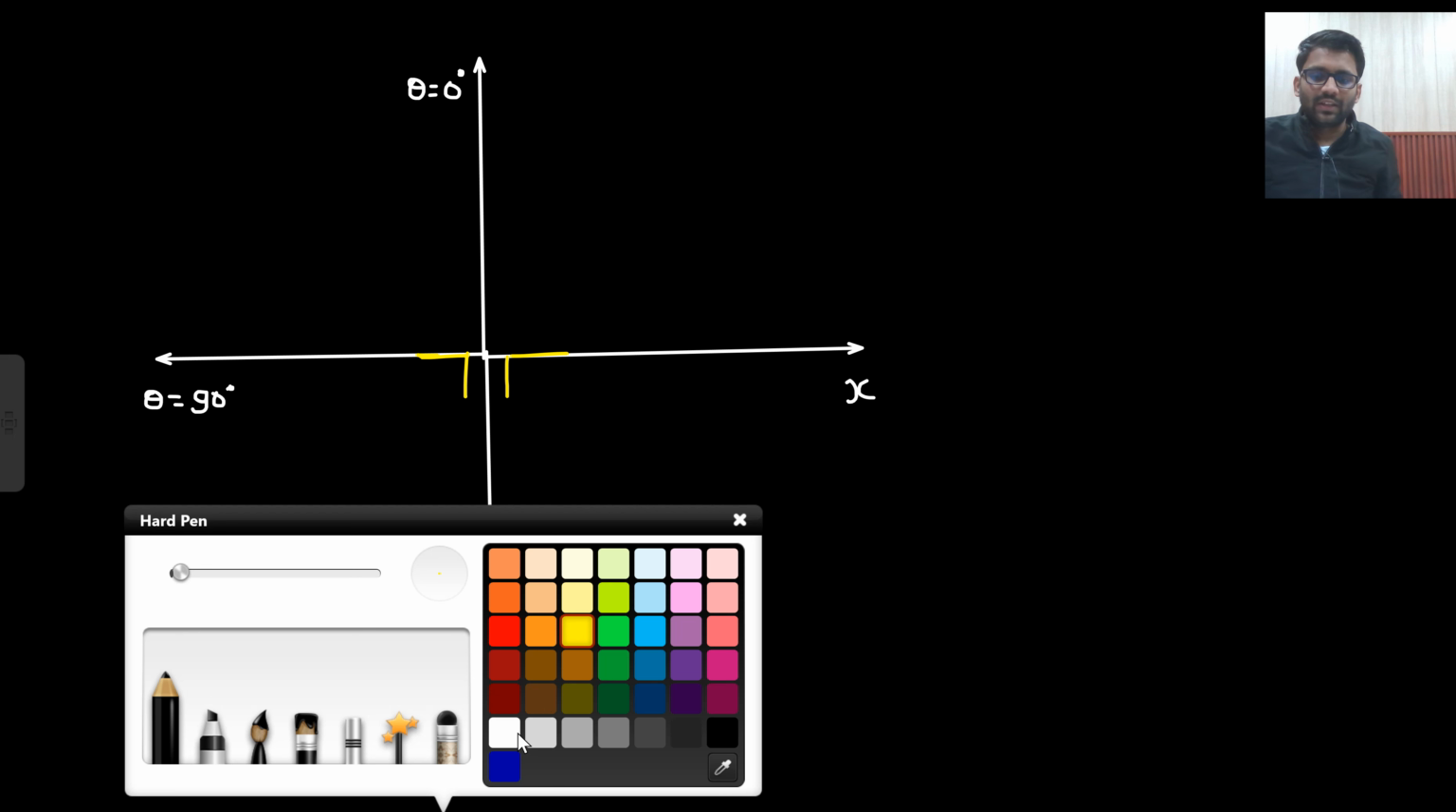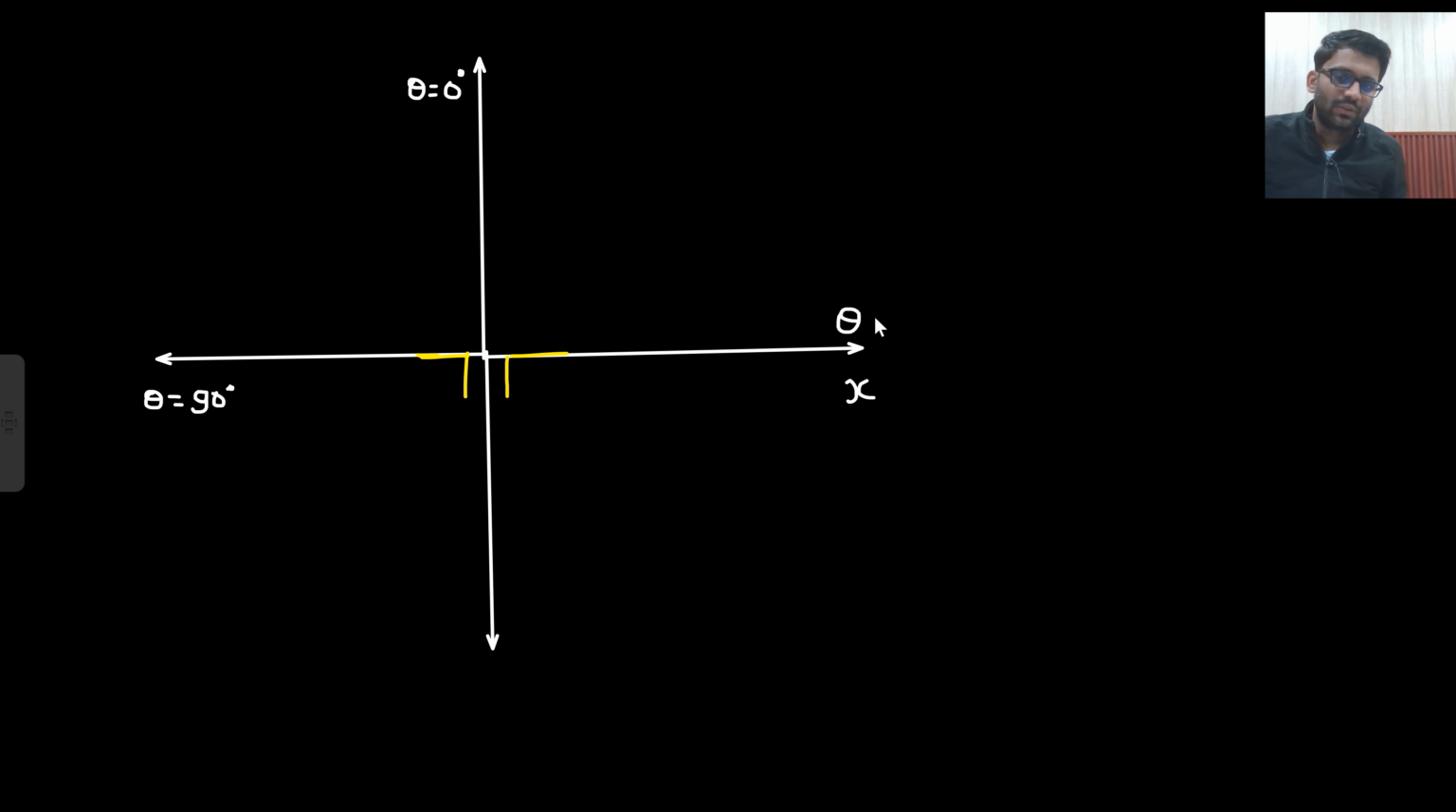They will just tell that this is your theta equals 0 degree. This is your theta equals 90 degree. This is your theta equals 180 degree. They can write down 270 as well. Sometimes we have seen that in some textbooks this is written as 270 as well. But you don't need to worry. You will just know that these will be symmetrical. So 270 you can keep as 90 only.